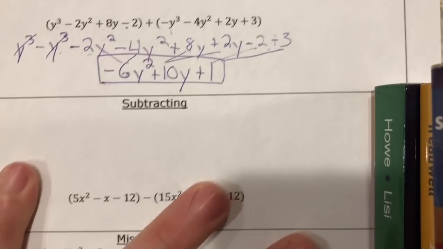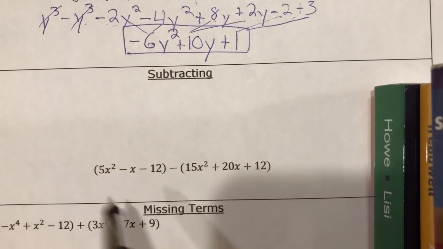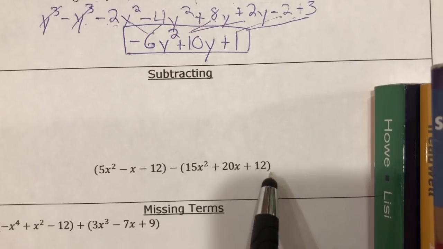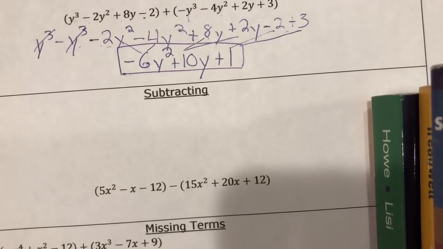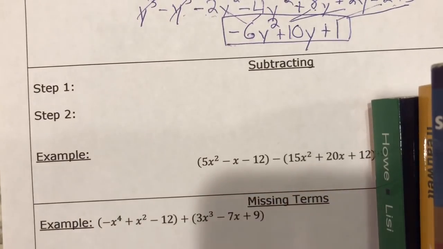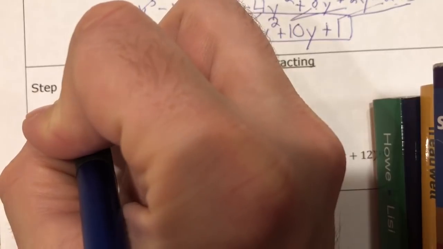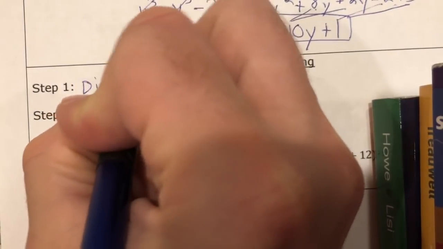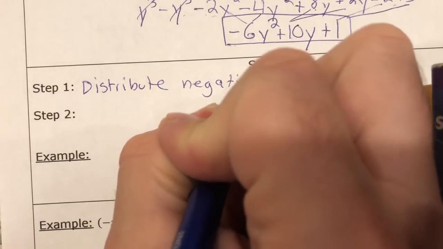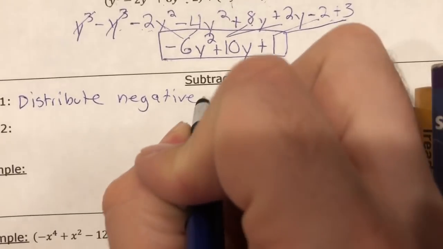Now, for subtraction, we have the minus sign. What I like to do is, to make sure that I don't mess up any negatives, is distribute the minus across the parentheses first. So that's the step one I like to do. You don't have to do it, but I think it'll lead to fewer errors. So distribute, you could say negative 1 or negative, which is the minus.